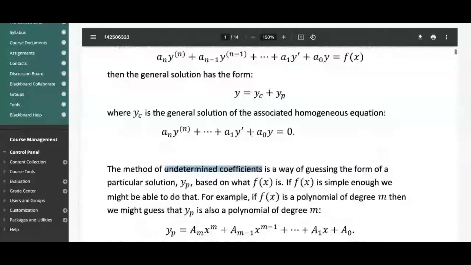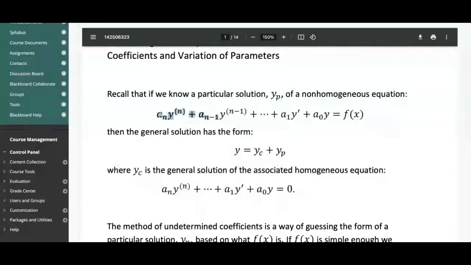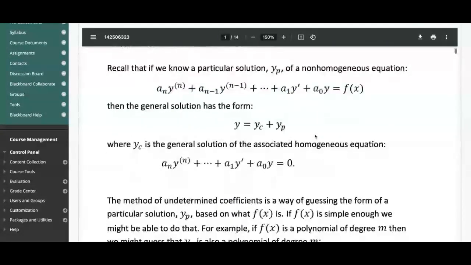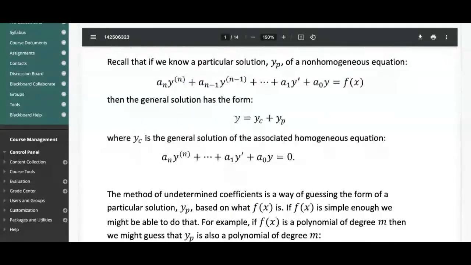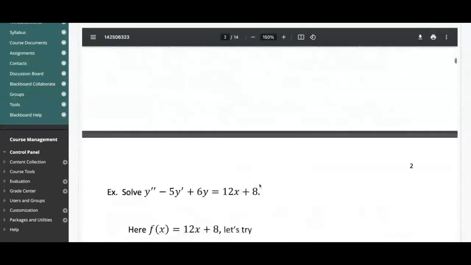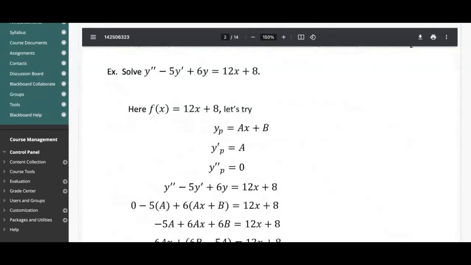Undetermined coefficients is used to solve non-homogeneous equations like this, inheriting the idea from previously. We split the solution of such a differential equation into two parts: a particular solution plus the rest of it, called the complementary solution. The complementary solution is a general solution for the associated homogeneous equation. So this is an example.